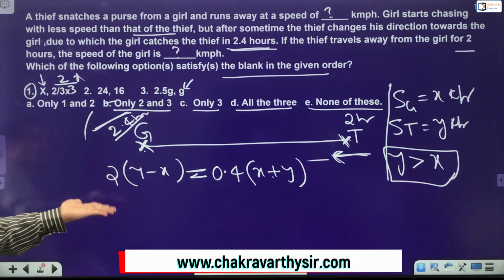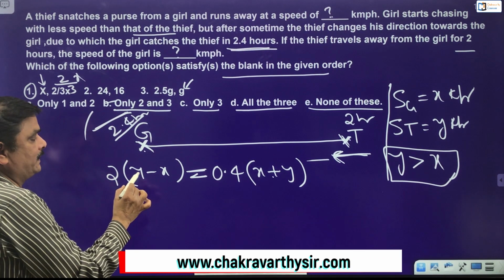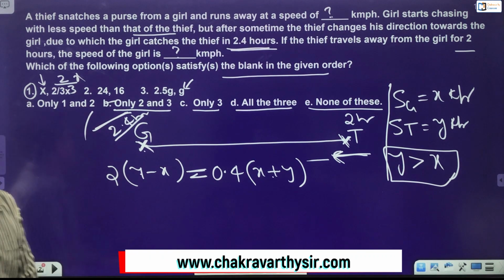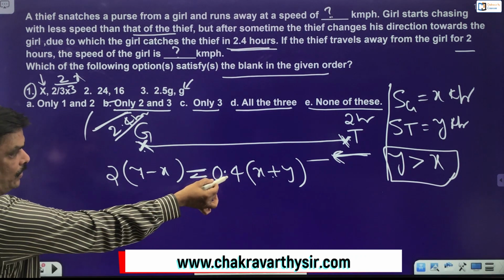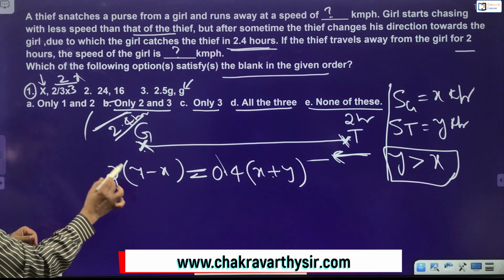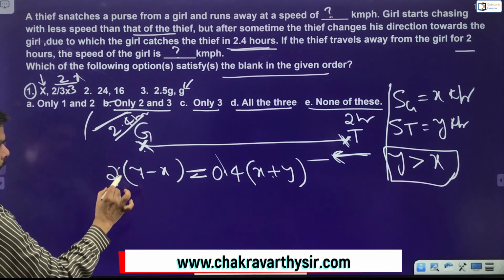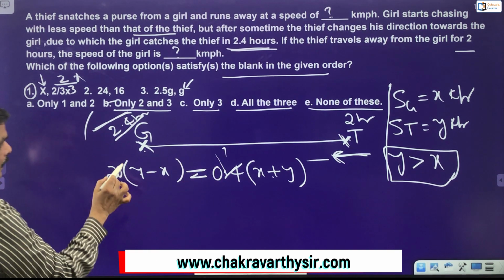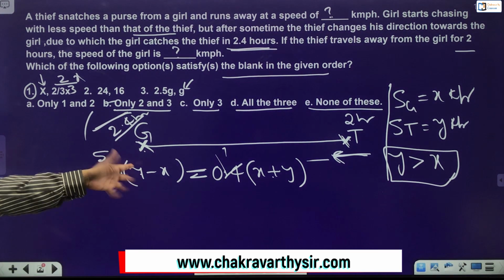Now simply try to find out the ratio of speeds y and x. Quickly go for this one. This is 0.4, this is 2. Just take out this point, then it becomes 20 actually. After taking that point, it becomes 20. That means 4 1 times, 4 5 times. Understood? I am doing it directly.